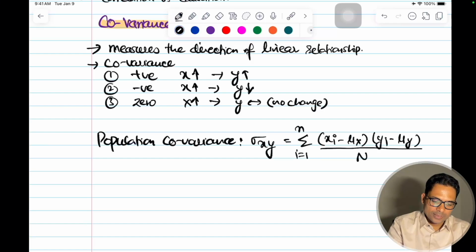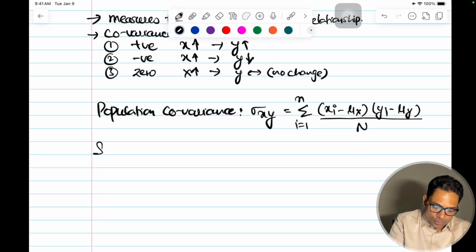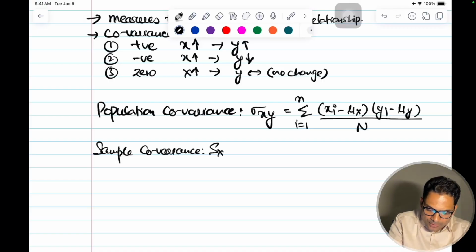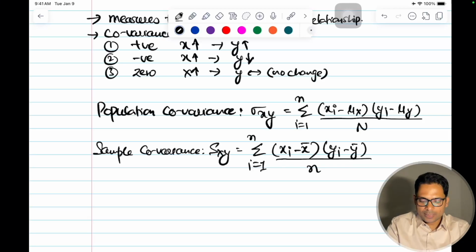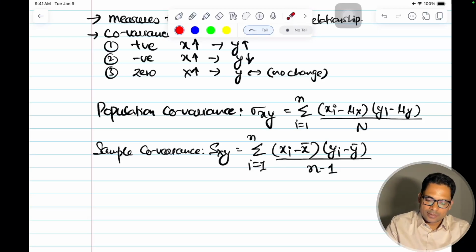This is population. Similarly, there is a sample covariance, for the sample that I have. This is given by s of xy, equal to the sum from i equal to 1 to n, similar, but instead of the population mean, the sample mean will come: xi minus x bar, the sample mean, and yi minus y bar. This would be divided by n, but that is a biased estimate, and we divide by n minus 1, that is Bessel's correction.